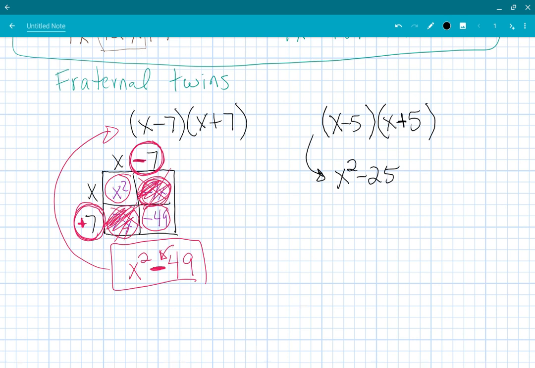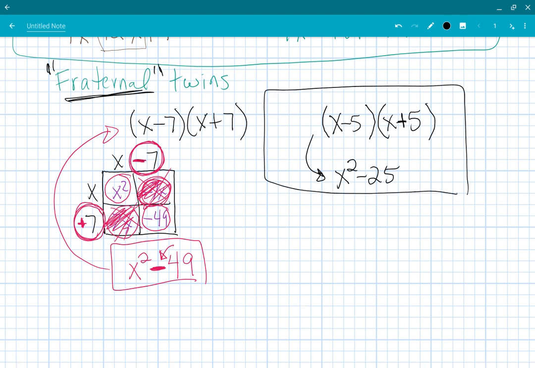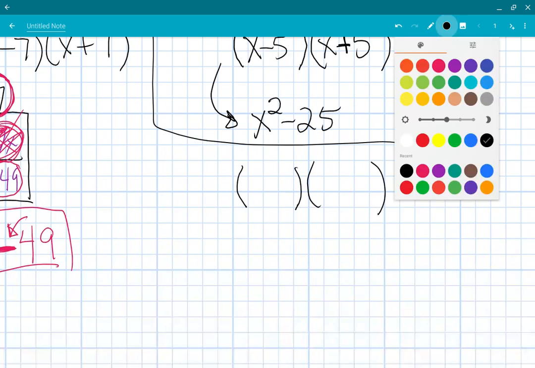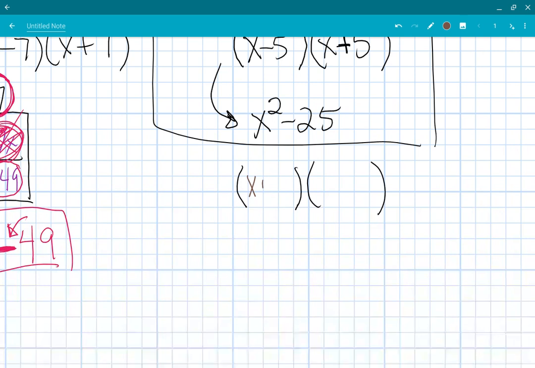But this only happens for fraternal twins. Now, they're not called fraternal twins from any math term at all. Just that's the way I see it, right? Like, oh, they're almost the same, but one sign is different. Okay. All right, let's try something else. All right, Amar, can you give me a set of fraternal twins? Can you make up a set of fraternal twins? Sure. So x plus 9 and then x minus 9. There you go.